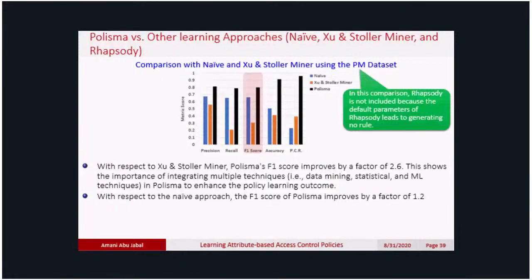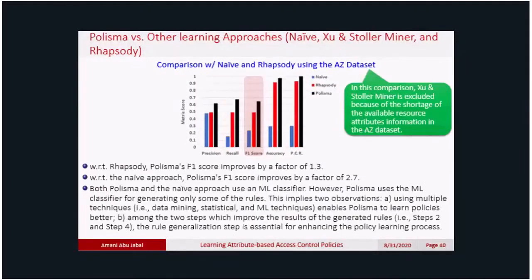With respect to Stellar Miner, the Polisma F1 score improves by a factor of 2.6, and with respect to the naive approach, the F1 score of Polisma improves by a factor of 1.2. This shows the importance of integrating multiple techniques in Polisma to enhance the policy learning outcome. This figure shows the comparison between naive, Rhapsody, and Polisma using the Amazon dataset. With respect to Rhapsody, the Polisma F1 score improves by a factor of 1.3. With respect to naive, it improves by a factor of 2.7.